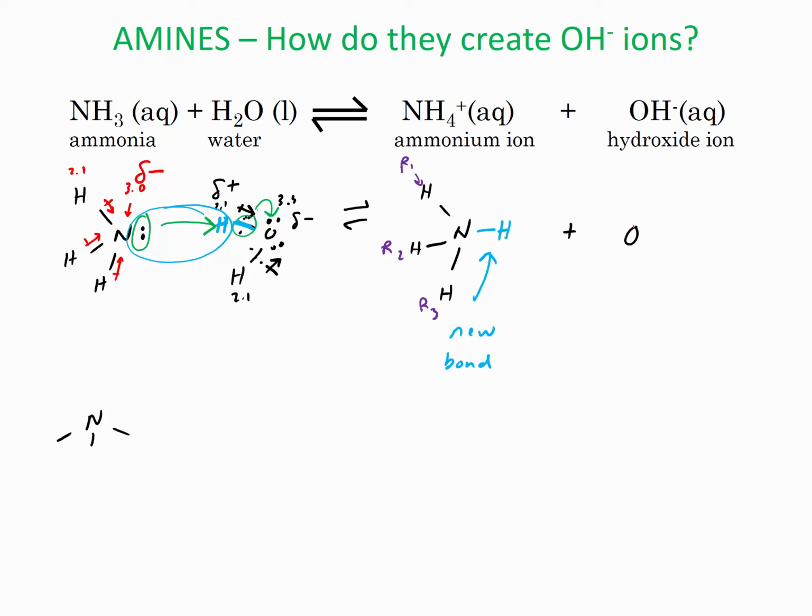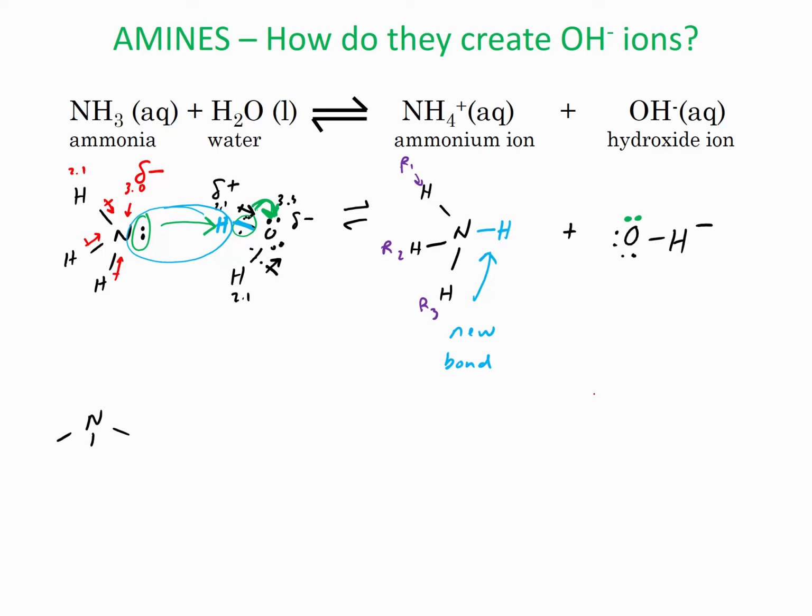So the oxygen now has an extra set of lone pair electrons, and we'll make those a green color to represent this arrow right here. Those are the new set of electrons that it got from that covalent bond. And then this is the hydroxide ion.